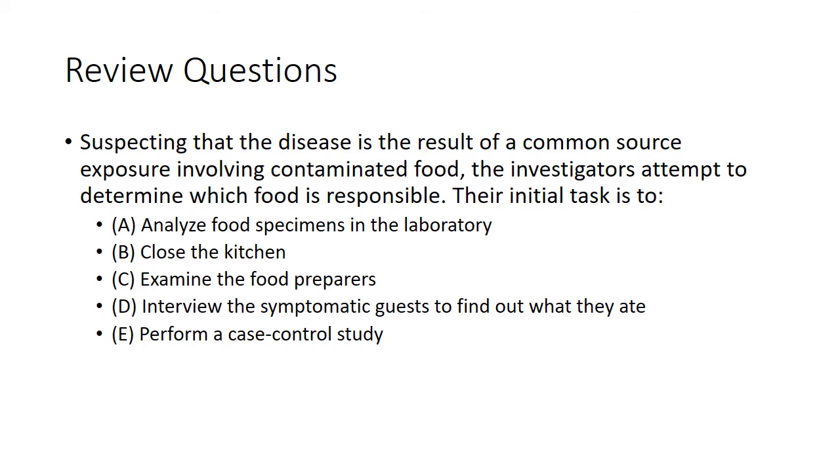Yeah, find out what they ate. That's the easiest thing to do. What was the common link here? Did all the people that became symptomatic, did they all have the salmon? Did they all have the shrimp? What could have been the common link here?